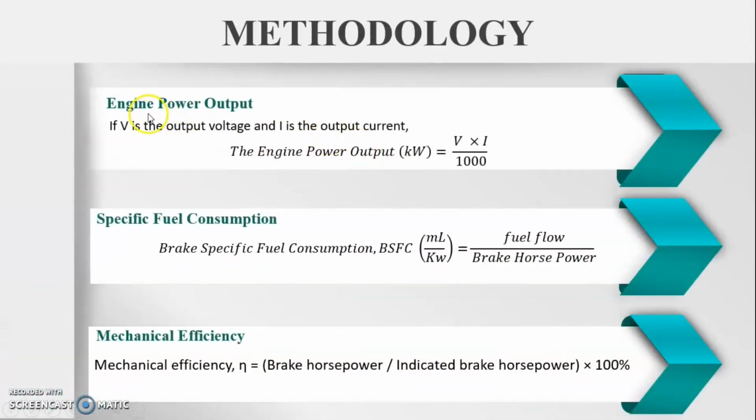Moving on, next we have the engine power output. To find the engine power output, we multiply the voltage with the current divided by 1000, and then we have got the brake specific fuel consumption, BSFC. To find the BSFC, we divide the fuel flow with brake horsepower, and finally we have the mechanical efficiency. Mechanical efficiency is equal to the brake horsepower divided by the indicated brake horsepower times 100%.